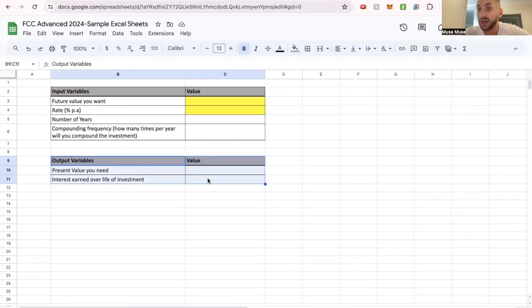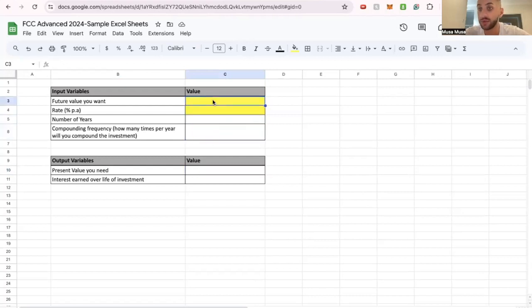So some of the outputs that I needed were the present value that you need. And as we will read in part B, it also asks us for the interest earned. So that's why I already put that there as well. Okay. I have these in yellow because these are the ones that you can change. The rest of these are either fixed or a formula that we're going to plug in.